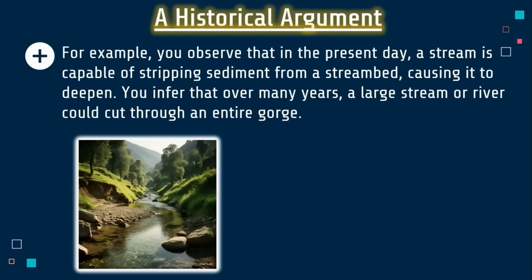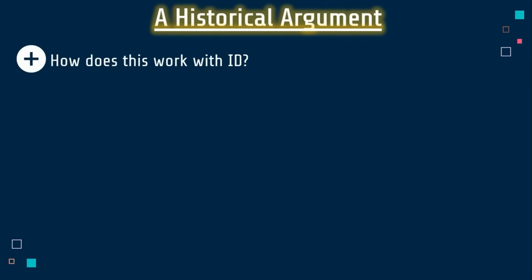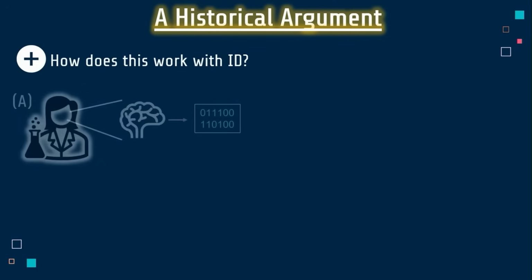You then infer that maybe over many years, a large stream or river could cut through an entire gorge. So when you come across this deep gorge, you say, you know what? Based upon my present day observation that water flowing through a stream can strip sediment away from a stream bed, maybe over a long period of time, this river could actually cut through and create this giant gorge. This is using present day observations to explain events of the past. So how does this work with intelligent design? Well, it's really not that complicated.